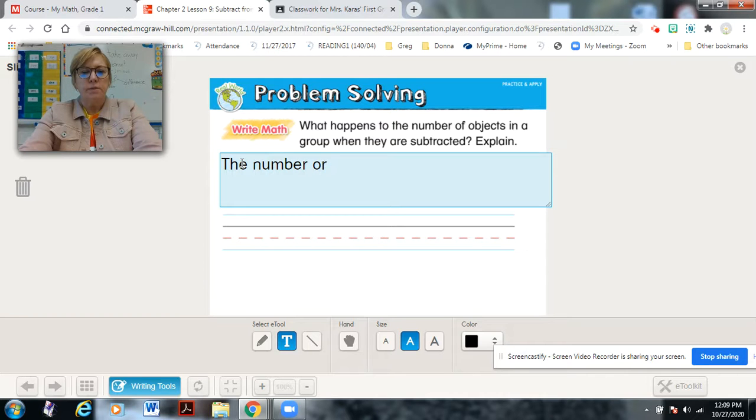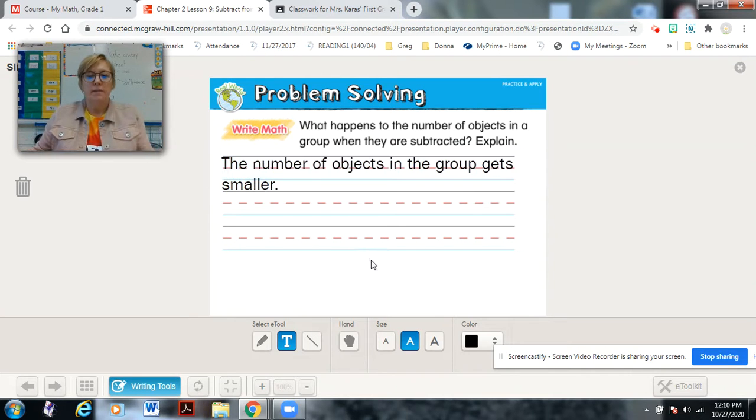Well, the number of objects in the group gets, what do you think? Smaller. You're right. That's what happens when you subtract. The number gets smaller.